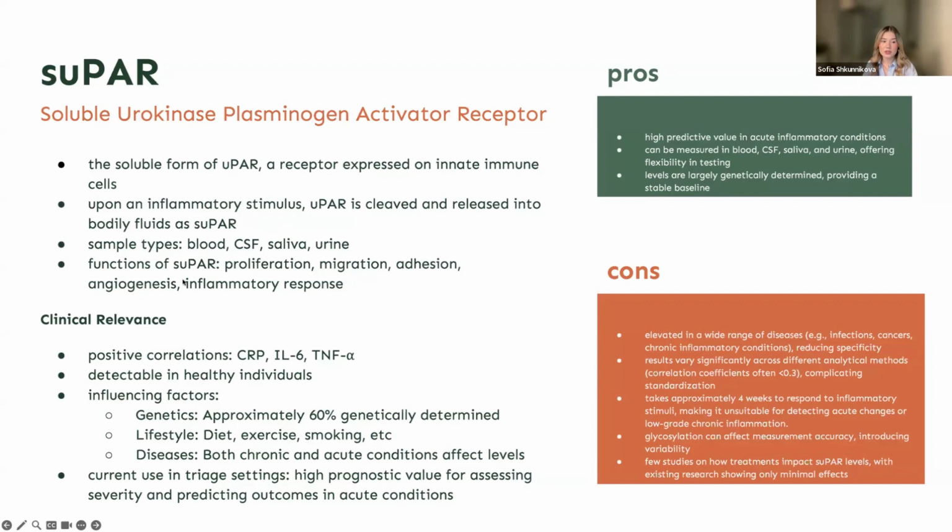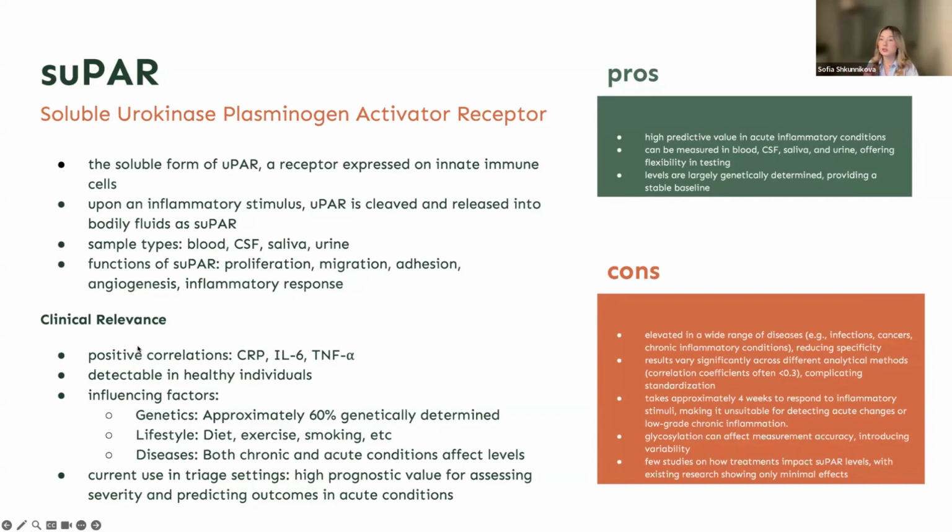Clinically, it seems also very interesting. So it seems to positively correlate with CRP, interleukin-6, and TNF-alpha. And the exciting thing is that, unlike all of these other molecules that we discussed, it's actually detectable in healthy individuals. When we look at influencing factors, this is where it gets a little bit disappointing, because you can see that it is approximately 60% genetically determined. Lifestyle also impacts this, so diet, exercise, smoking will impact the concentration of suPAR that we measure, and diseases will also have an impact on suPAR.